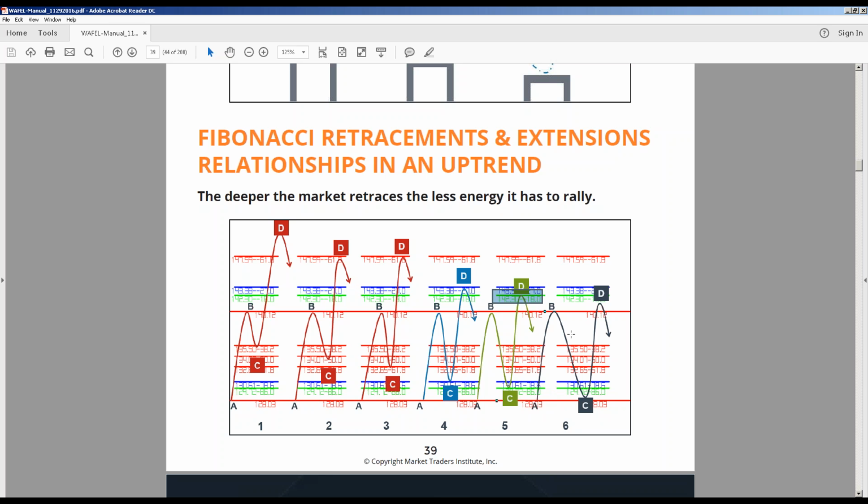Also, if the market bounces off the A or very close to the A, then the D extension can either be the B high or the 1.18 extension. I still target the 1.18 extension, even if the market bounced against the A.